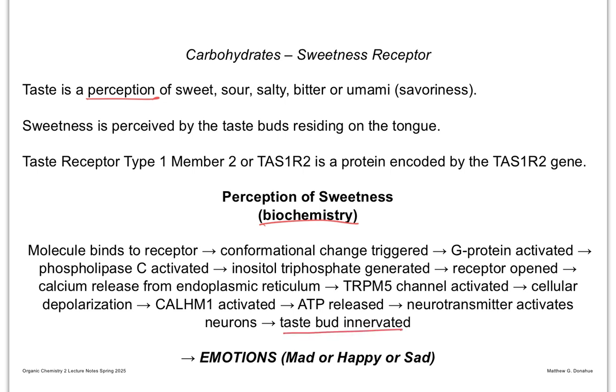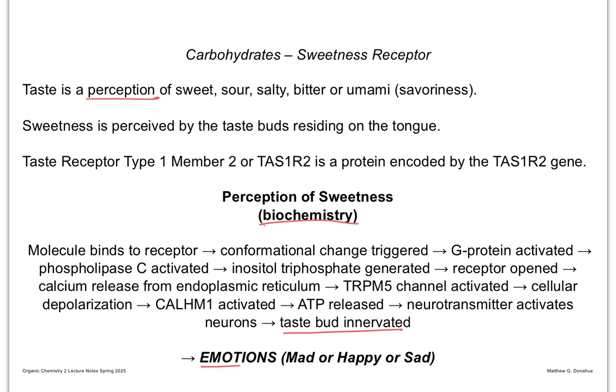taste bud is innervated. That happens pretty fast, right? As soon as something hits your tongue, you taste it. But all of that stuff is happening in that short amount of time. Just like with vision, light travels at the speed of light, it happens. All this stuff happens nearly instantaneously.